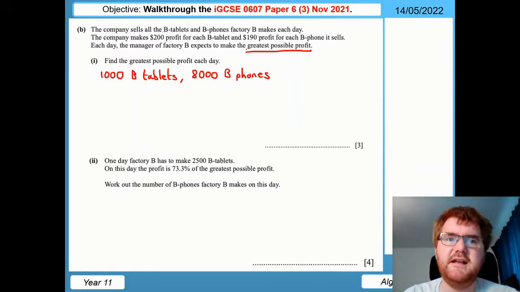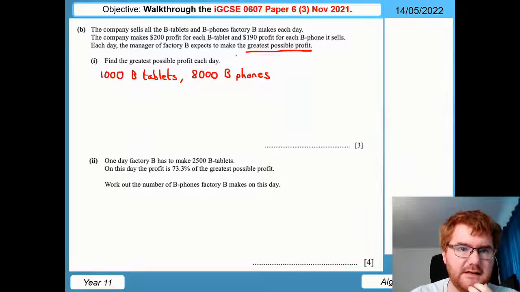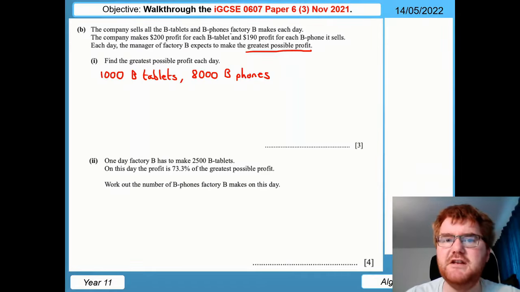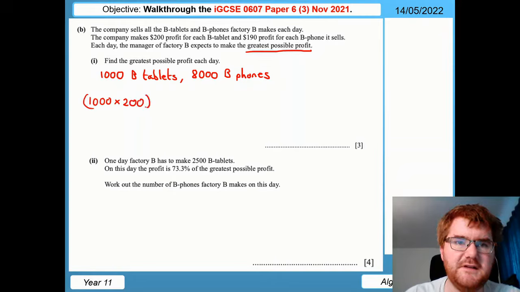That's the most important thing. Right, so once we've established that, actually this is quite easy to calculate. We do it in a similar way to what we did before. So you make $200 profit for each B tablet, so that's going to be 1,000 times 200. That's the total profit for the tablets.